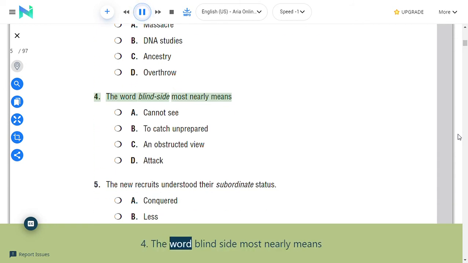4. The word blind side most nearly means. A. Cannot see. B. To catch unprepared. C. An obstructed view. D. Attack.